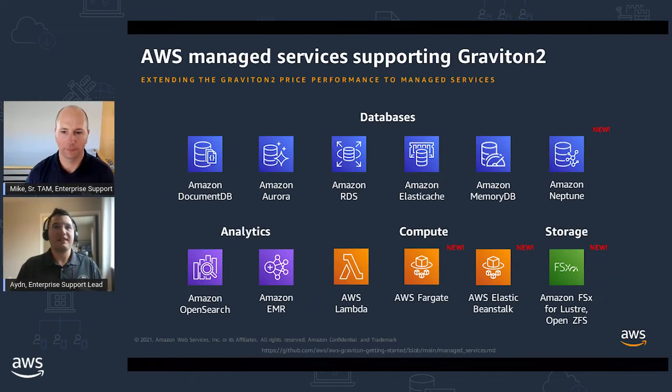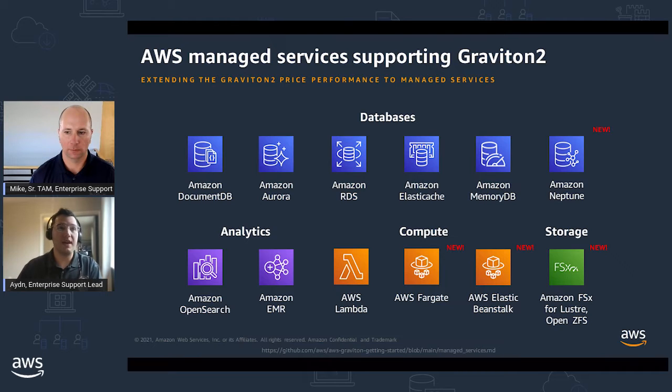All right, let's jump in then to the managed services side of it. We're going to be focusing a little more on that this talk today. So here are 12 different services already that are supporting Graviton2, and we can drop a link with more details on how to get going with some of these services. Essentially we've extended the price performance benefits of Graviton2 into these managed services. Important ones we'll be talking about today will be Amazon Aurora and RDS, but there's also DocumentDB, ElastiCache, MemoryDB, OpenSearch, etc.